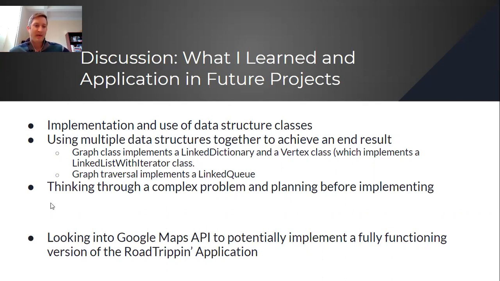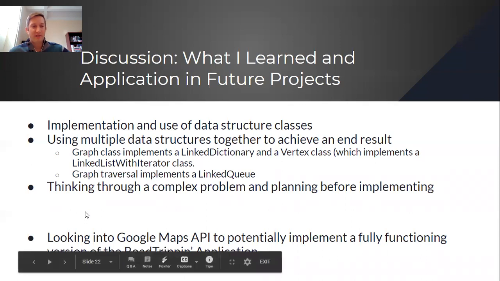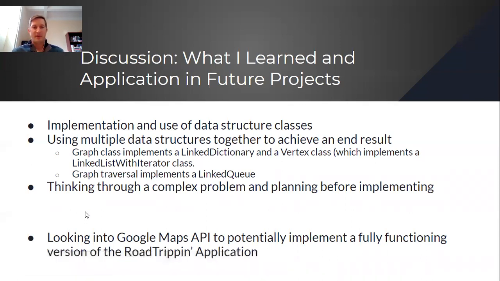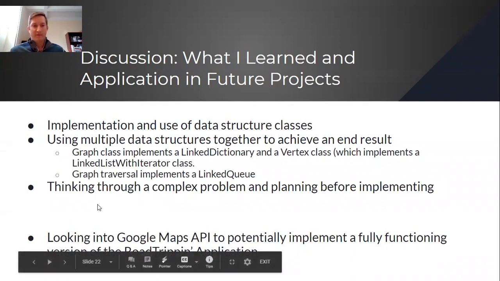And then for future applications, I'd really like to continue looking into this project, kind of looking into the possibility of a Google Maps API to make a fully functioning implementation of this, where it actually pulls in actual maps, actual location data and star ratings and user reviews to do essentially what I'm doing in this project, but instead of using just generic location information, using the actual real world locations.